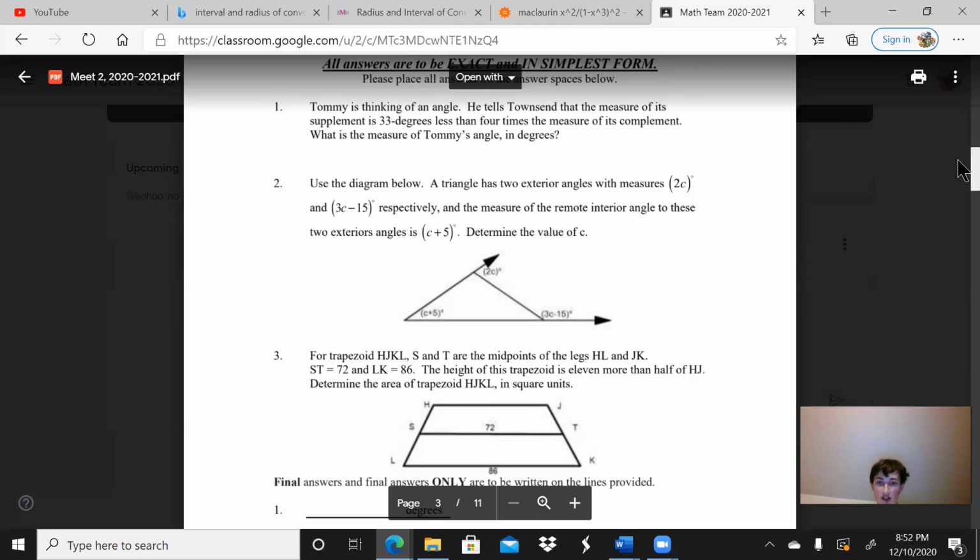And then the height is 11 more than half of HJ. HJ is 58. So half is 29, plus 11 is 40. So the area is 86 plus 58 times height over 2. Oh my god, this is going to be pretty ugly. So 144 times 20, 288, so 2,880.